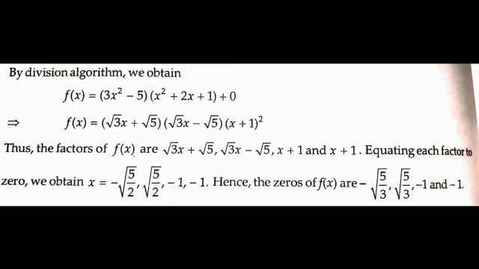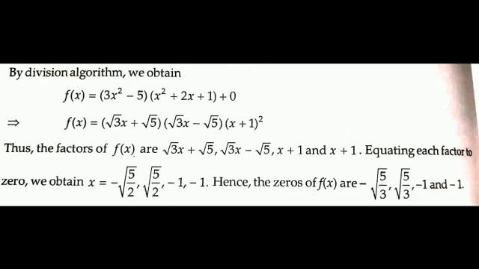Therefore we have, by the division algorithm, dividend f(x) is equal to divisor into quotient plus remainder. So 3x square minus 5 into x square plus 2x plus 1 plus 0. Therefore f(x) is, splitting the terms as different factors, we can write root 3x plus root 5 into root 3x minus root 5. These two terms have already been given to us, and x square plus 2x plus 1 can also be written as x plus 1 into x plus 1. Thus the factors of f(x) are root 3x plus root 5, root 3x minus root 5, x plus 1 and x plus 1.